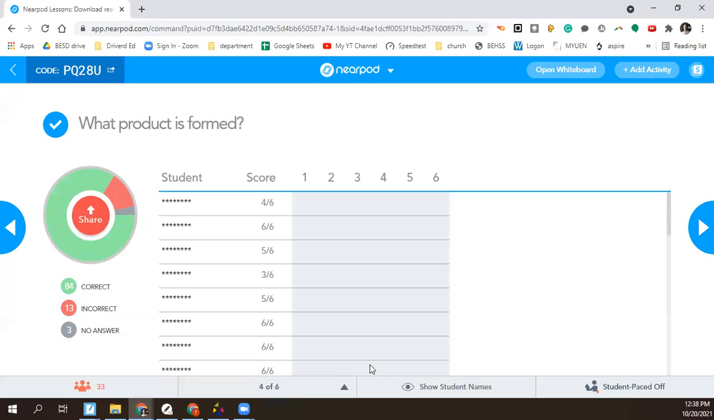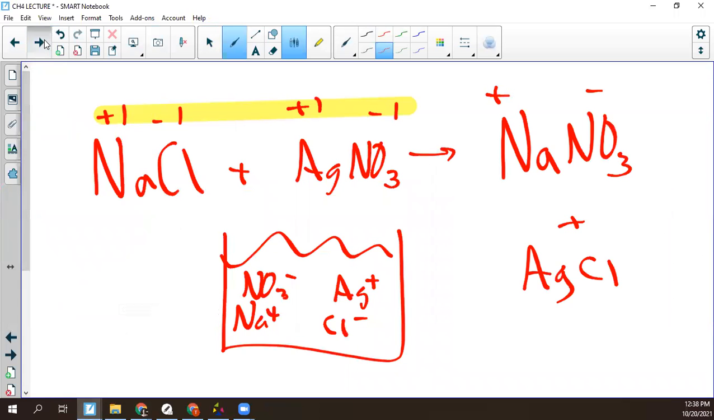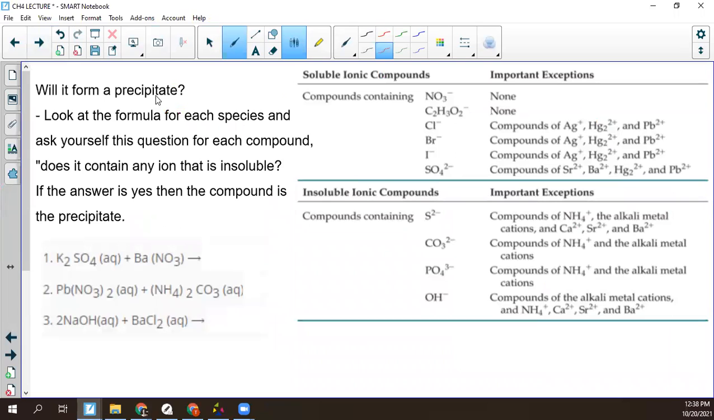Okay, the second question I got, so back to this lecture, was, will it form a precipitate? And people didn't understand the table, I'm pretty sure. And that's on me. I'll take it. All right. So you'll have a reaction, and it will give you just the reactants, the left side.